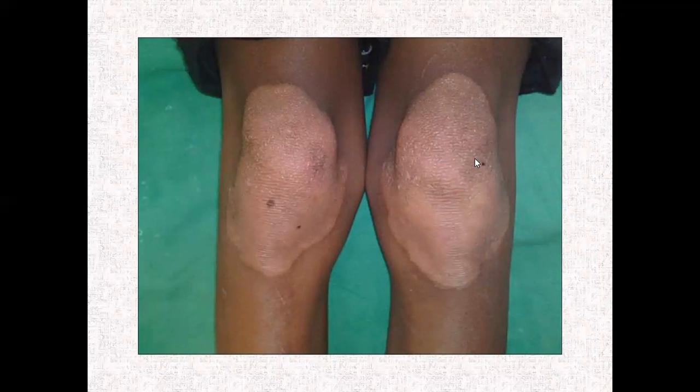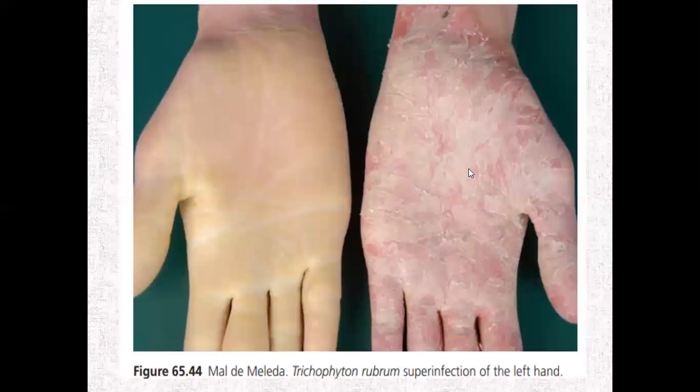These are the insular lesions or the focal lesions on the knees. This is also a feature of transgradient keratodermas, and here it's a feature of Meltimellida type of keratodermas. This is Meltimellida, but one of the hand palmar skin is affected by Trichophyton rubrum. So the affected skin is erythematous and is more scaly as compared to the other hand.